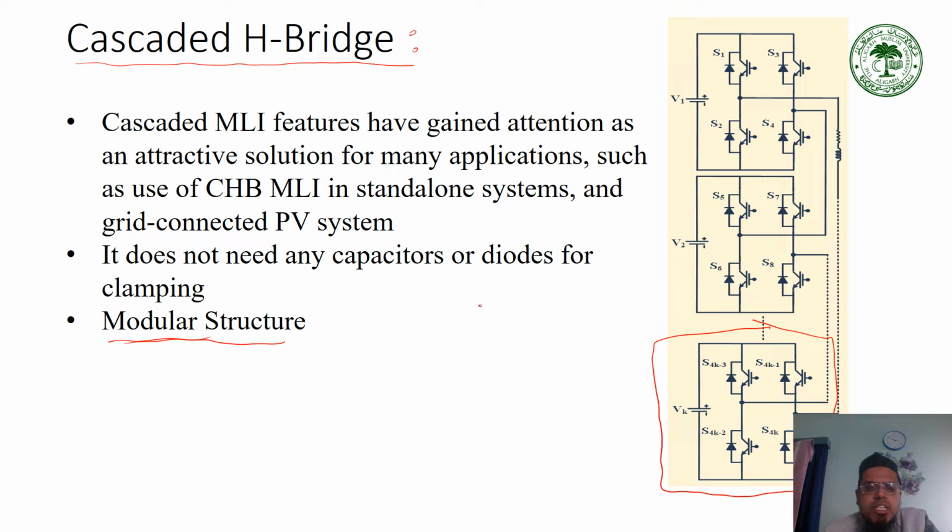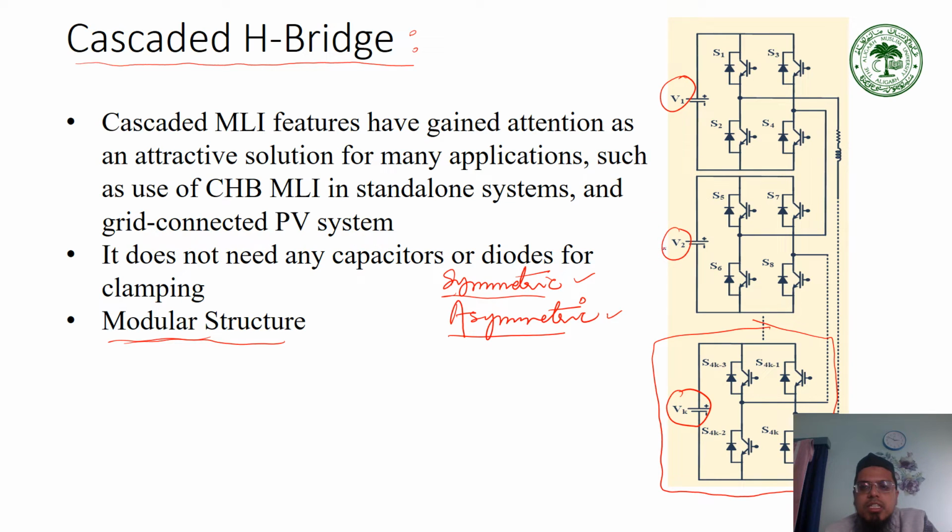There are two forms of CHB. One is called the symmetric configuration, and the other is the asymmetric configuration. In the symmetric configuration, the DC voltages V1, V2 are equal, while in the asymmetric they are unequal. So in the asymmetric configuration, we can obtain a much higher number of levels compared to the symmetric configuration, but definitely at the cost of having different sources of different voltage levels.